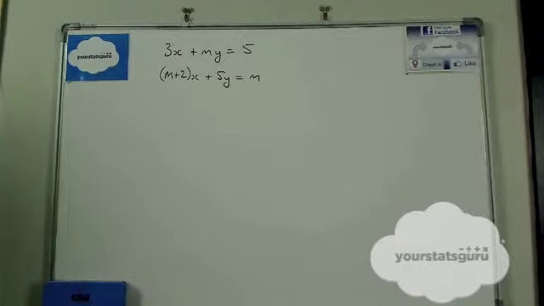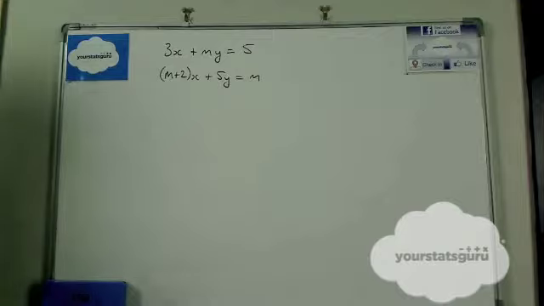So in this question we've been given the following two equations and we've been asked to find for what values of m does the equations have an infinite number of solutions and when does it have no solutions.